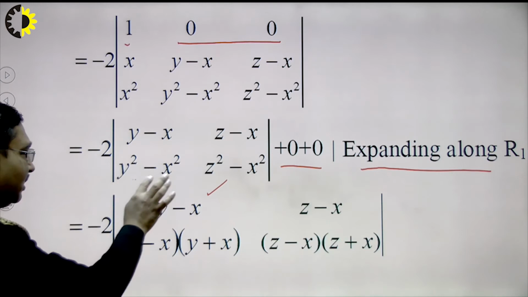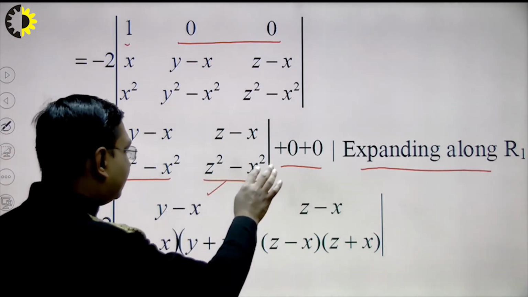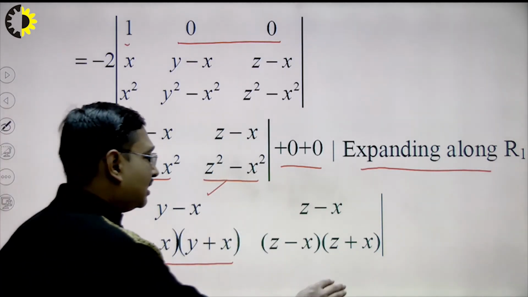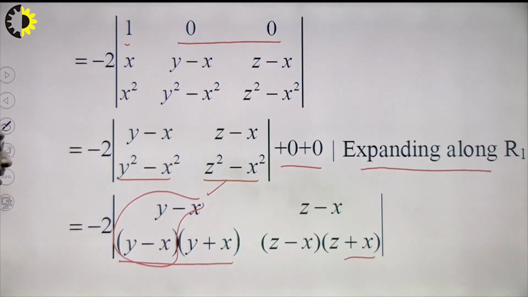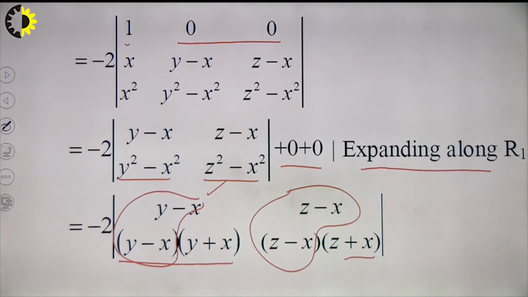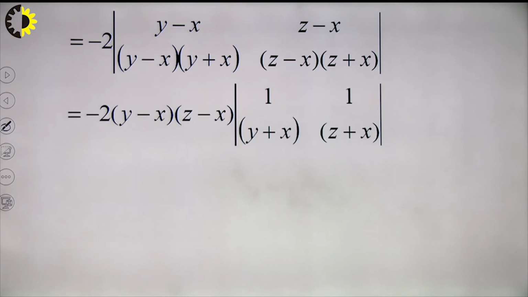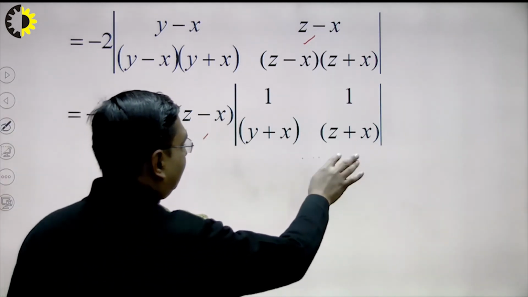If I observe, this y square minus x square can be written as y minus x, y plus x, using a square minus b square equals a plus b times a minus b. Similarly, this z square minus x square can be written as z minus x, z plus x. This y minus x is occurring everywhere in first column. This z minus x is occurring everywhere in second column. So, these can be taken outside. Taking y minus x outside from first column, z minus x outside from second column, I obtain this determinant.